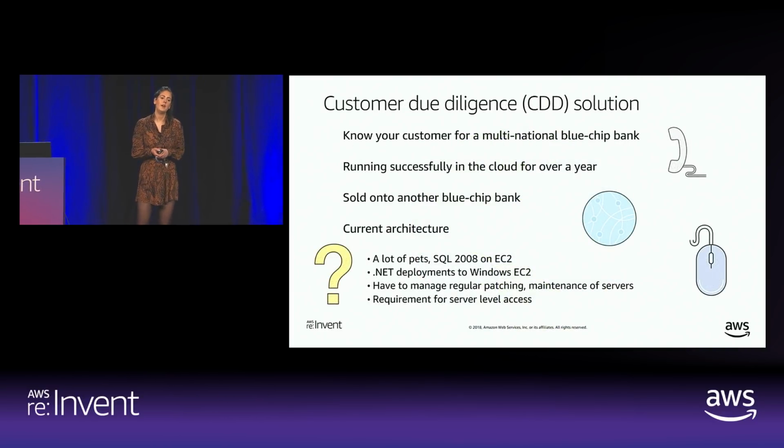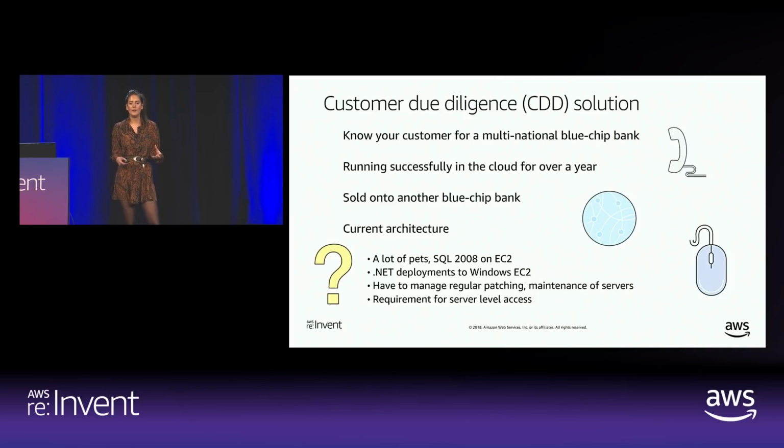So the solution that I'm going to discuss with you today. Two years ago, we built a customer due diligence solution for a global international bank. It's sort of know your customer type thing. It's about 24, 25 different applications, all integrated, running in AWS. It's been successfully running over the past year. And so recently, earlier this year, we sold it on to another large bank based in the UK.